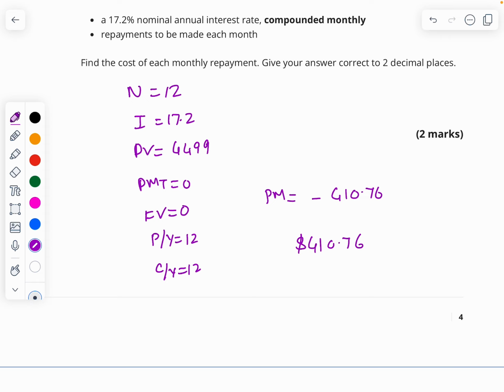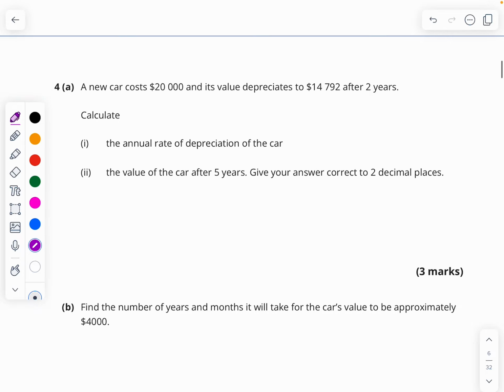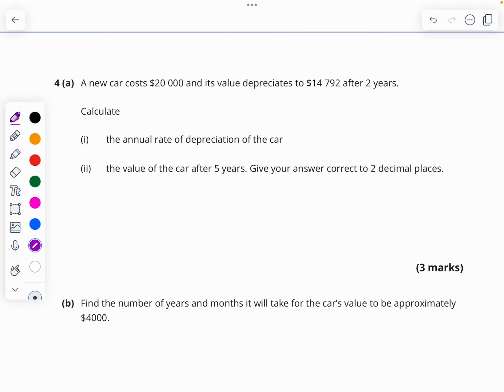That was question number 3. Now coming to question number 4. A new car costs 20,000 and its value depreciates to 14,792 after 2 years. Then calculate the annual rate of depreciation.